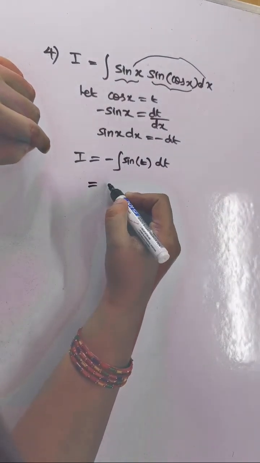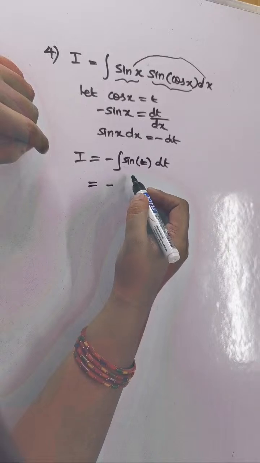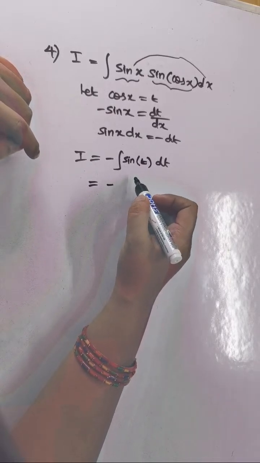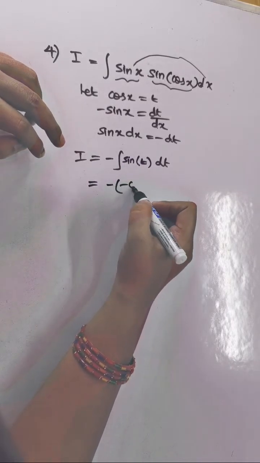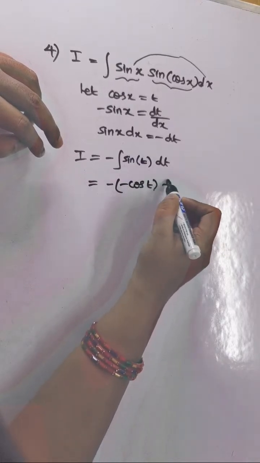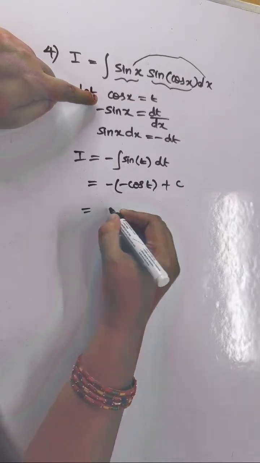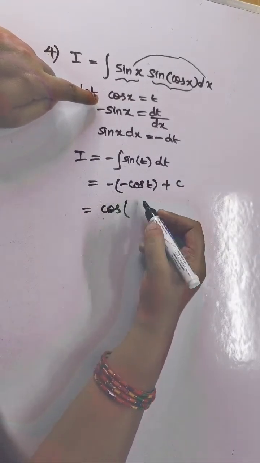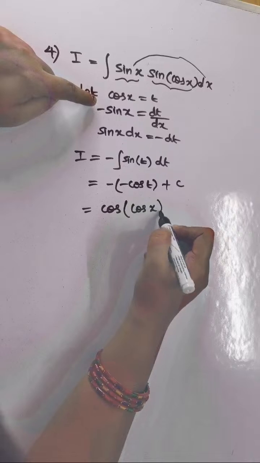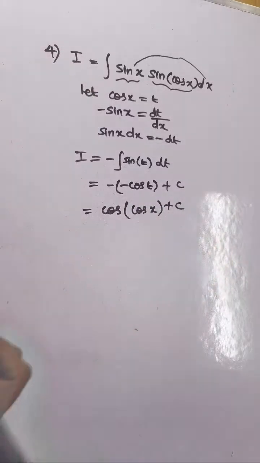So this is minus, and integration of sine is minus cos. Already we have minus, so that becomes plus cos t. And in place of t, we can replace cos x. So cos of cos x plus c is the required answer.